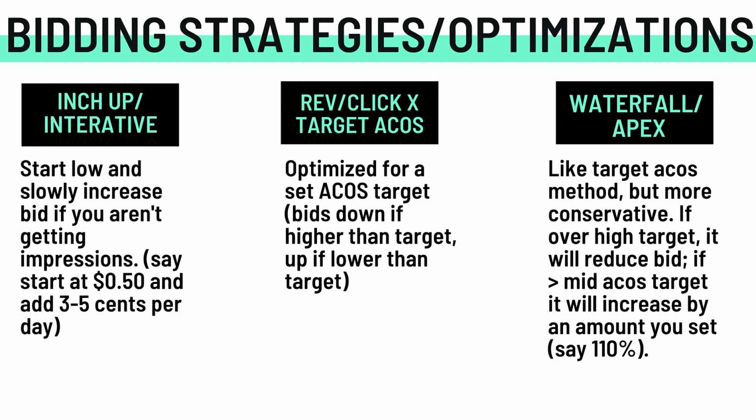So you may start off at, say, 50 cent bids. Let's say the average for that category is like $2. You start low, at like 50 cents, and then you wait 2-3 days, and if you don't get enough impressions or clicks or data, then you increase it 3 to 5 cents. So maybe you bump it up to 55 cents, wait 2-3 more days, add it again, and you keep slowly inching up until, again, you find that sweet spot.